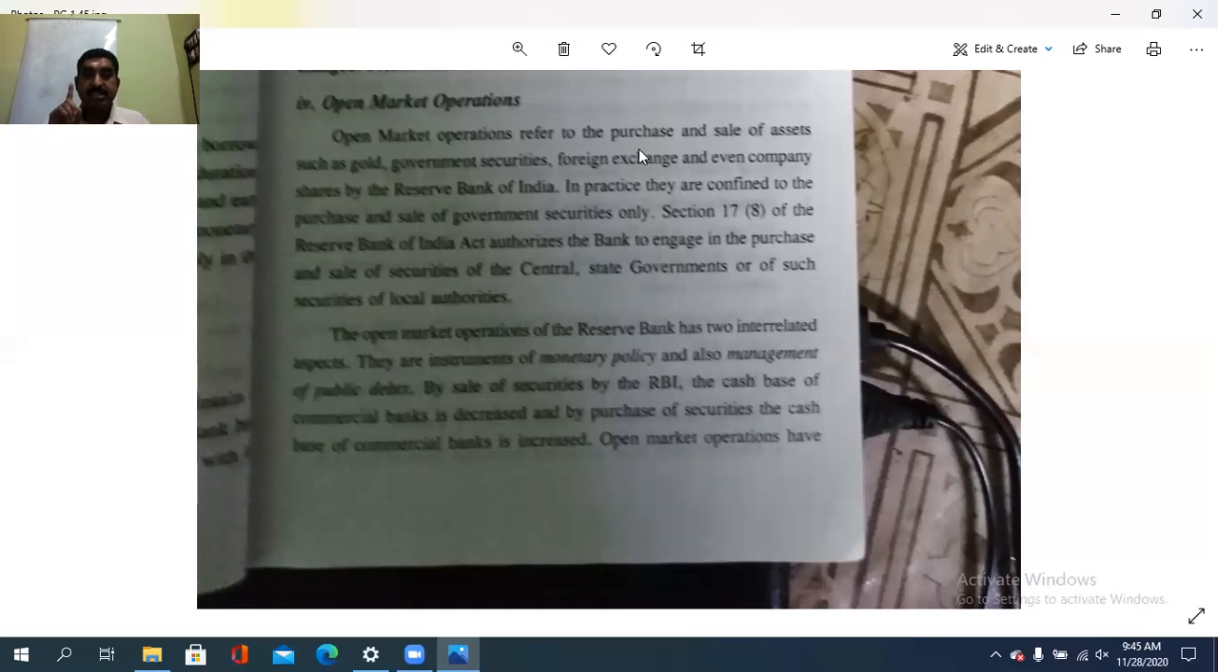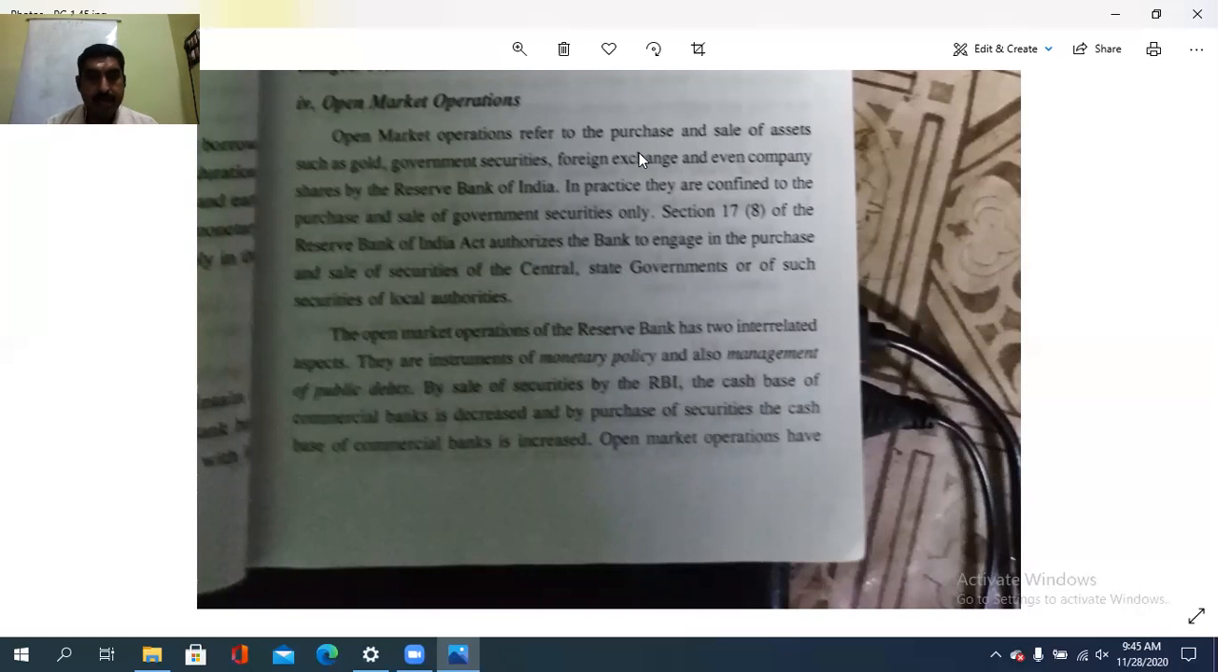One is an instrument of monetary policy, a monetary thing that is there. And also the management of public debts, managing public debts. So by the sale of securities by the RBI, the cash base of commercial banks is decreased, and by the purchase of securities, the cash base of commercial banks is increased.